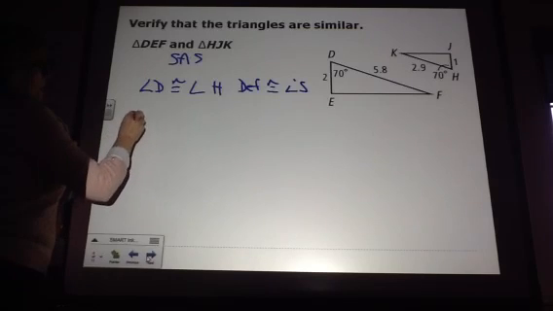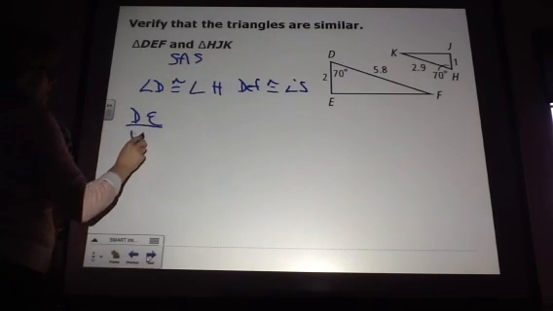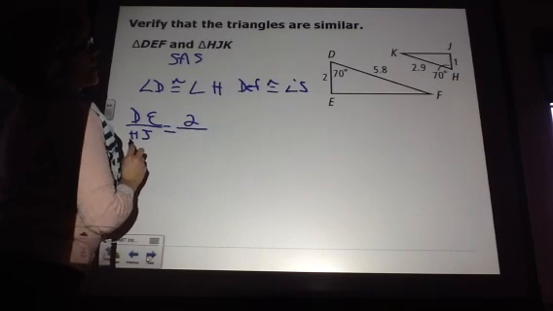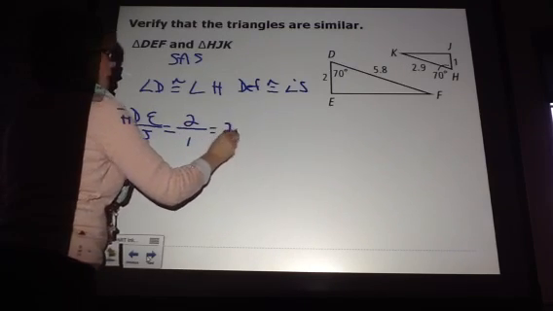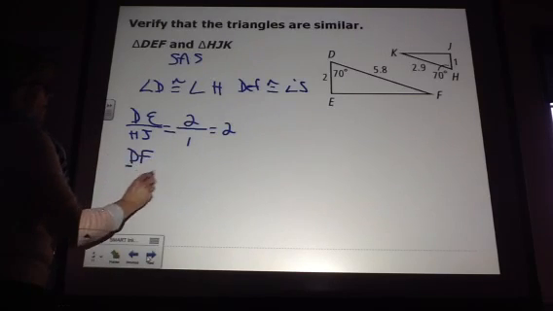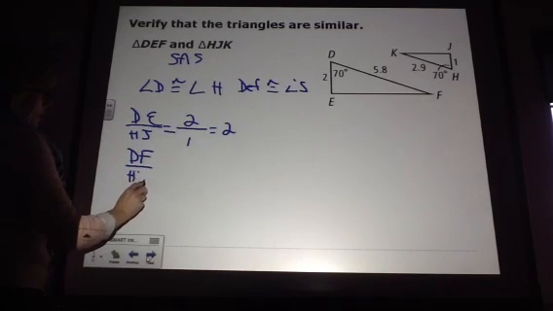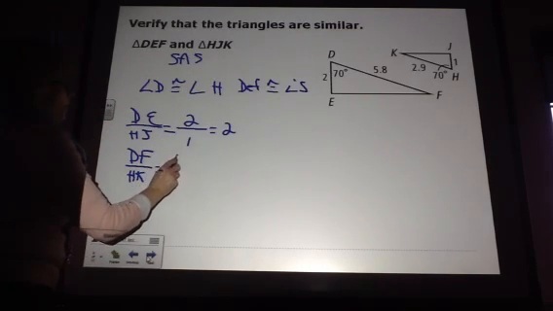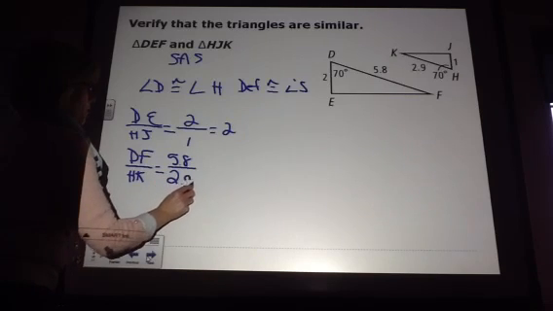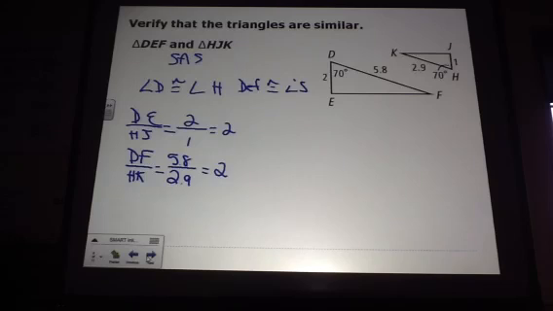Alright, so we have side DE. DE corresponds with HJ. Well, DE is 2. HJ is 1, so that simplifies to 2. And then we have measurement for DF. Well, DF corresponds with HK. DF is 5.8. HK is 2.9. And that ratio simplifies to 2.